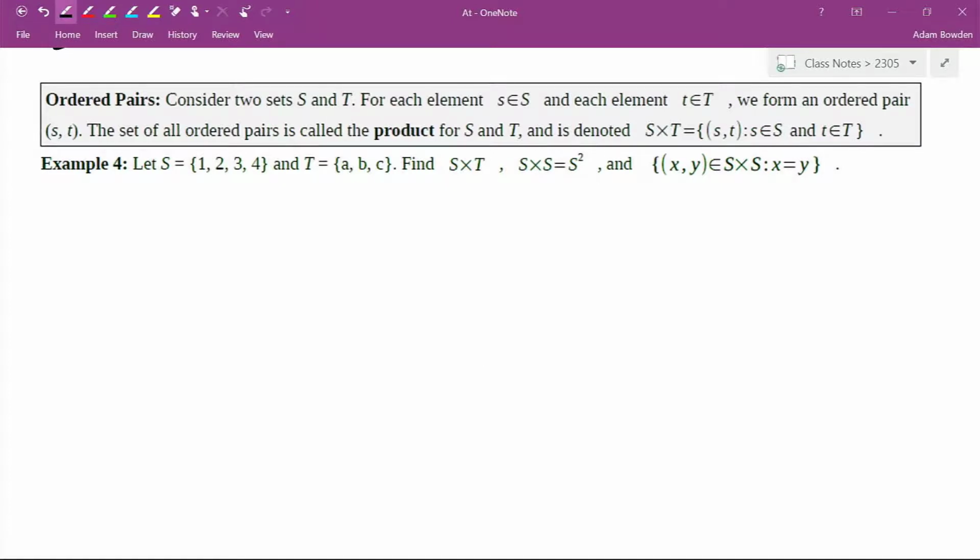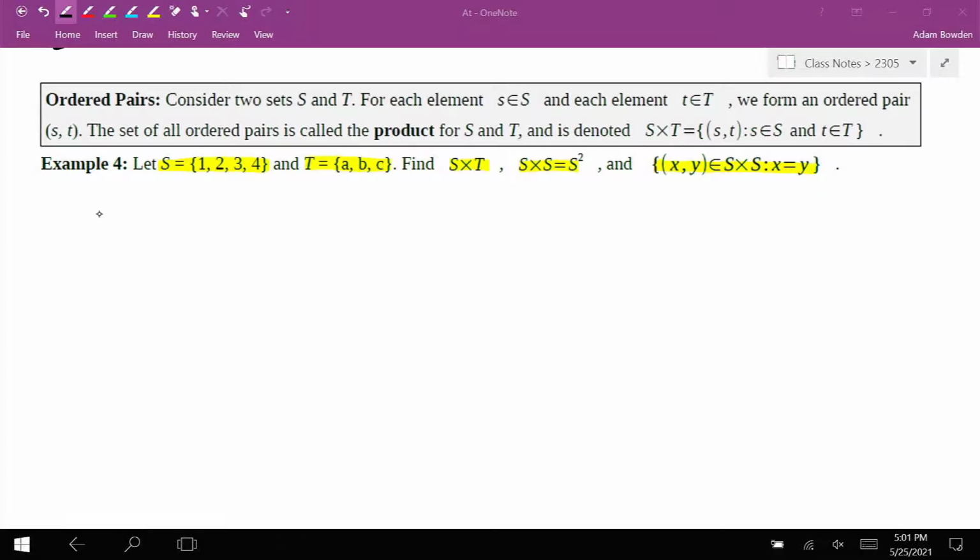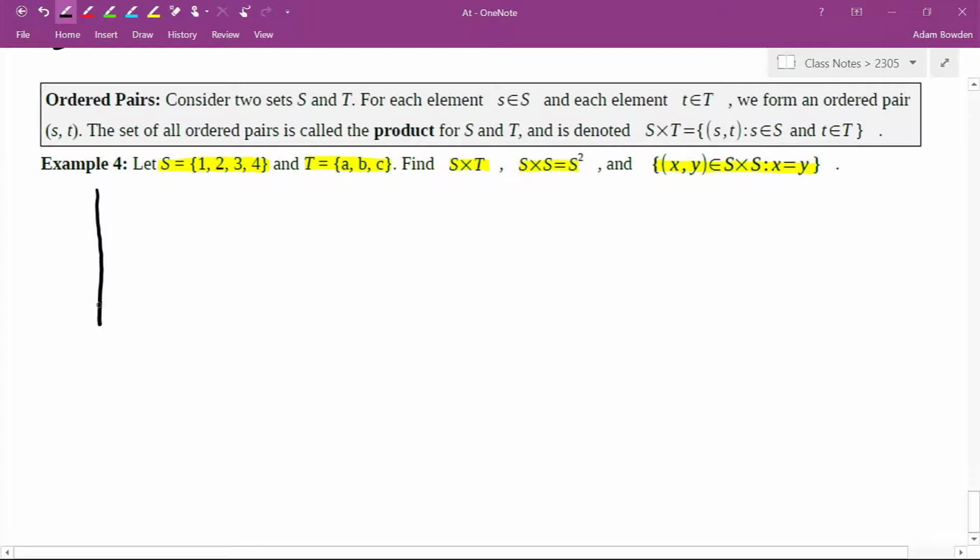In this case, you can see how this is going to work in this example where our set S contains 1, 2, 3, 4, and set T contains the letters A, B, and C. We're going to find S cross T and S cross itself, or S squared. And also we're going to find the set of all ordered pairs (x, y) in S cross S such that x is equal to y. What I like to do to construct ordered pairs is to draw a sort of table with the elements from each set to help keep things organized.